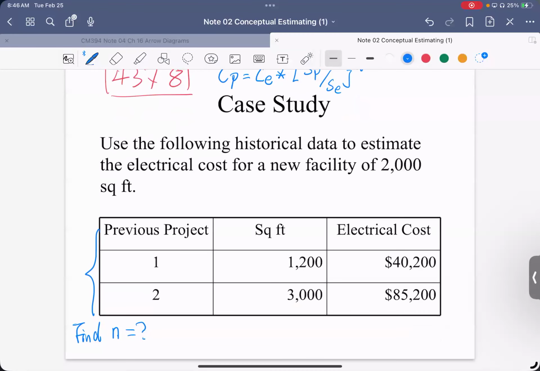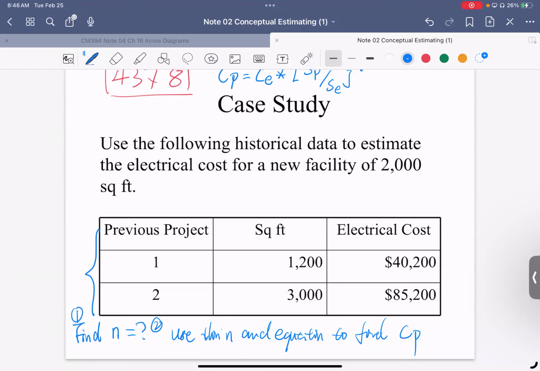And then the second step is to use this N and the equation to find the cost for your proposed project, right? So this is a two-step process. We're teaching this one to give you a more comprehensive understanding of what N is and how to determine N, and this N will be a value from 0 to 1, right?